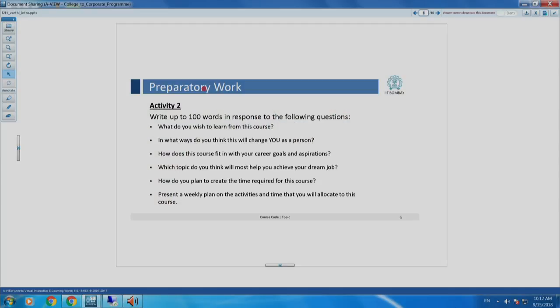Next slide, I'll just go over some more questions. This is activity 2. Not very different, maybe a little more elaborate. The questions are, what do you wish to learn from this course? In what ways do you think this course will change you as a person? How does this course fit in with your career goals and aspirations? Which topic do you think will most help you achieve your dream job?